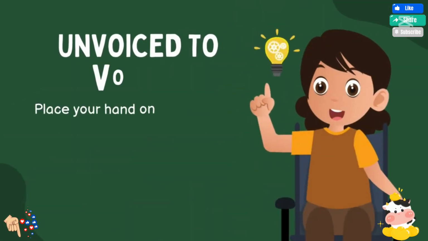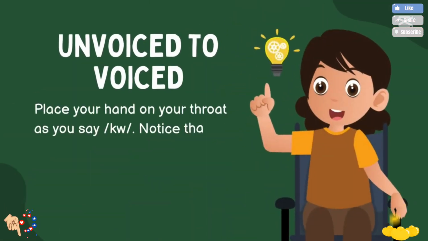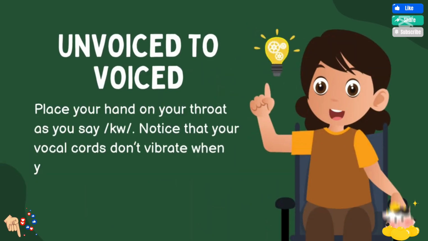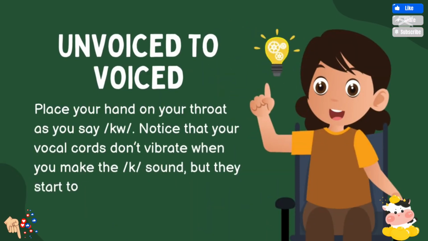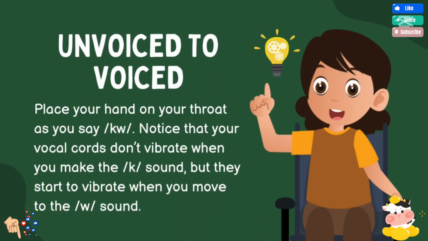Place your hand on your throat as you say KW. Notice that your vocal cords don't vibrate when you make the K sound, but they start to vibrate when you move to the W sound.